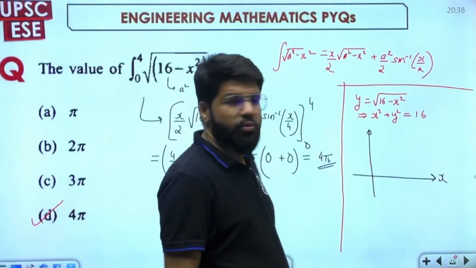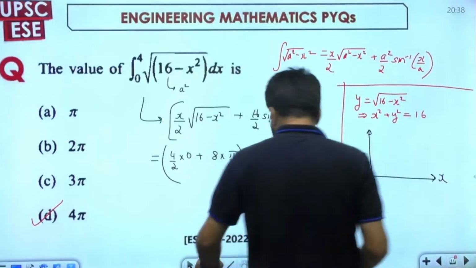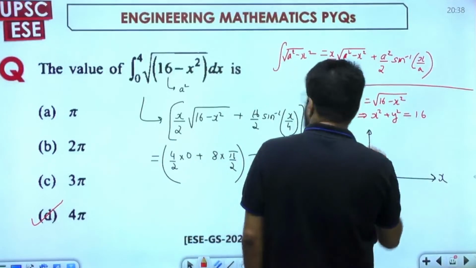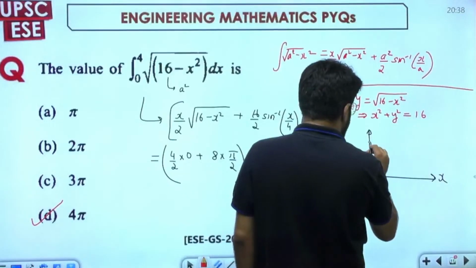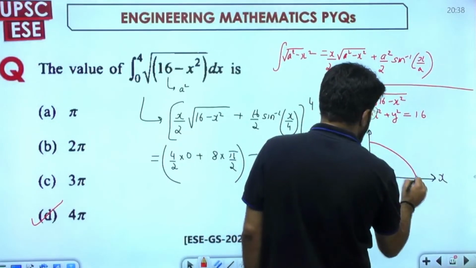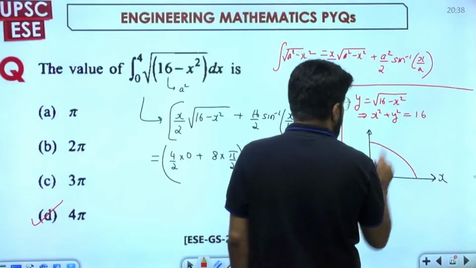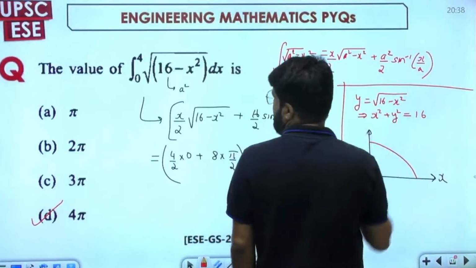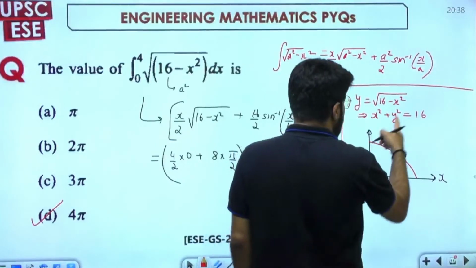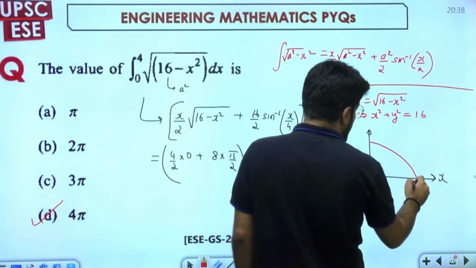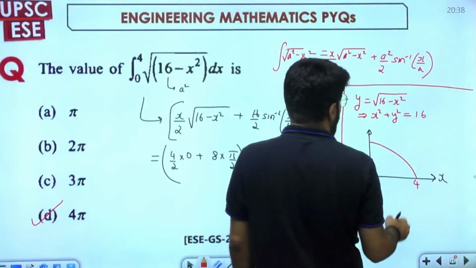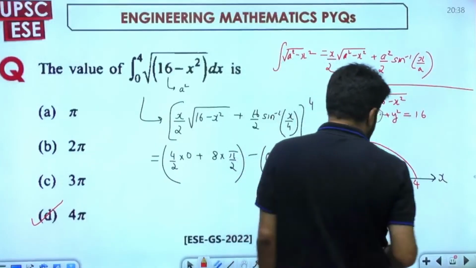Yeah, correct answer, Hobant. The answer is D only. The range of x is 0 to 4. That means, if x equal to 0, y will be 4, and if x is equal to 4, y will become directly 0. That is on the x-axis.